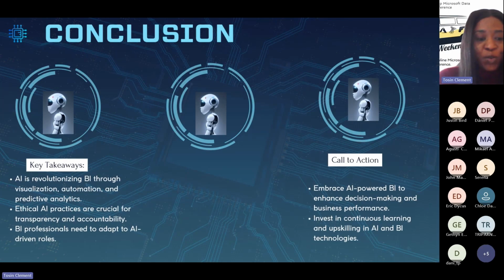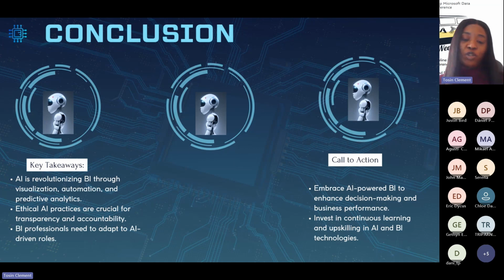So to wrap it up, AI is revolutionizing business intelligence in three key ways: through enhanced data visualizations, through predictive analysis, and through automation. These advancements are making business intelligence faster, more accurate, and more accessible than ever before, right? But with great power comes great responsibility. So ethical considerations are also very crucial to ensure that AI is used transparently, fairly, and responsibly.